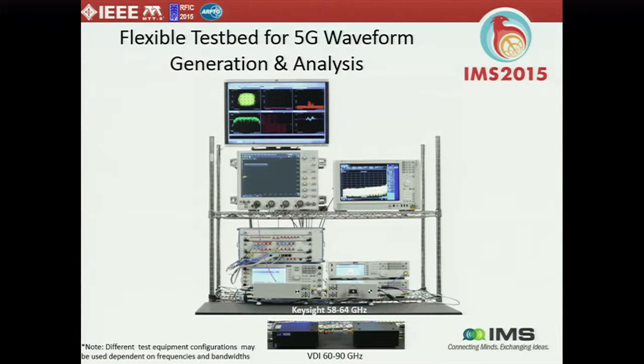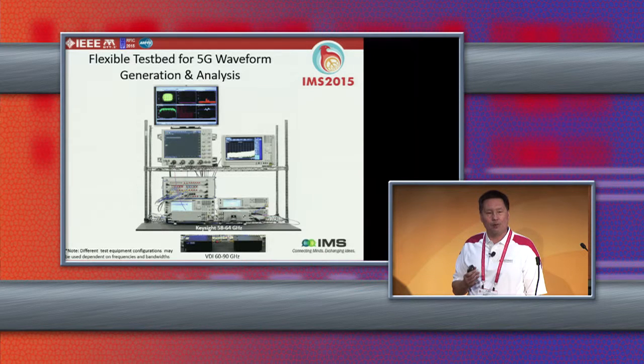And so this is our proposed test bed for 5G waveform generation and analysis. And it consists of software elements as well as hardware elements. The software elements provide flexibility in the types of waveforms that are generated and analyzed. And the hardware elements provide flexibility in terms of the bandwidths and the frequencies of interest.